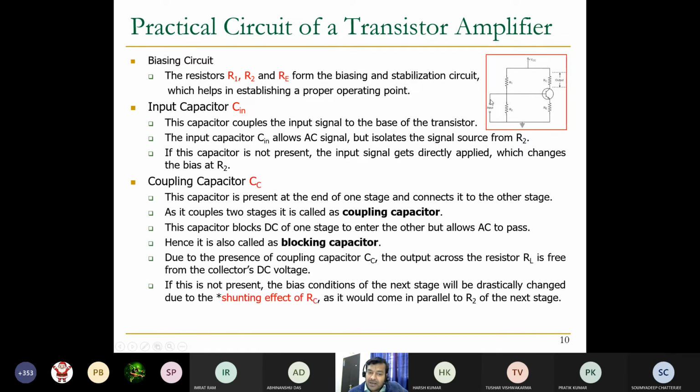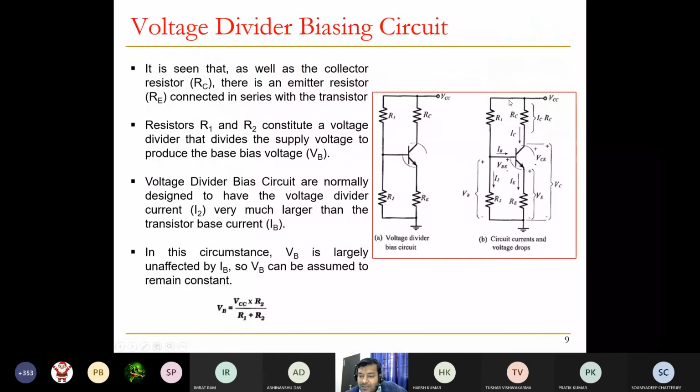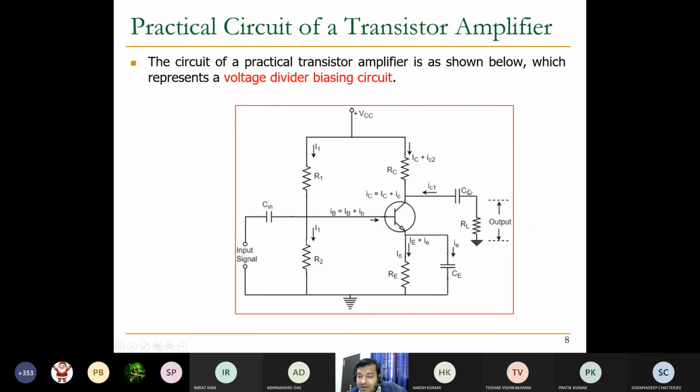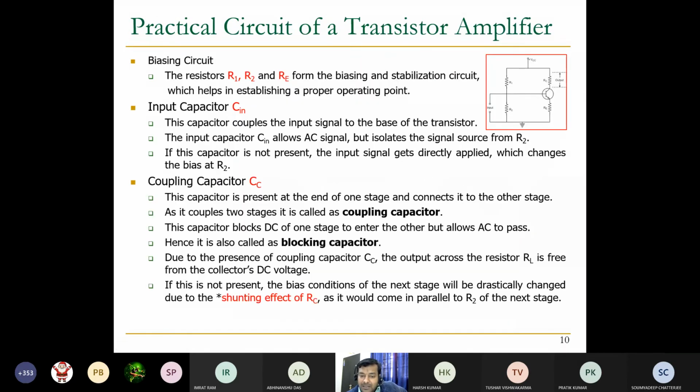Another one is the coupling capacitor. As you can see from this figure, this capacitor is present at the end of each stage, at the end of this circuit, and it couples two stages. If you consider a multi-stage amplifier, then there is a need for a coupling capacitor. This capacitor blocks the DC signal, because we are giving an AC signal as input, so obviously we need an AC signal as output.